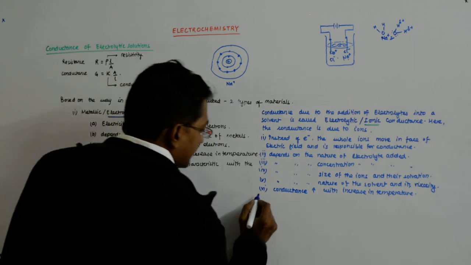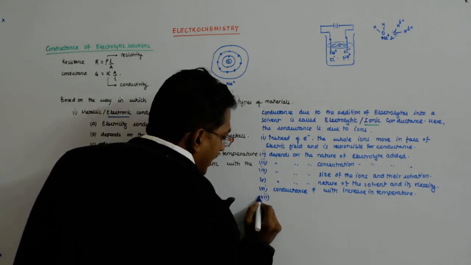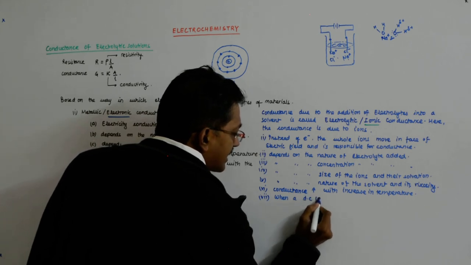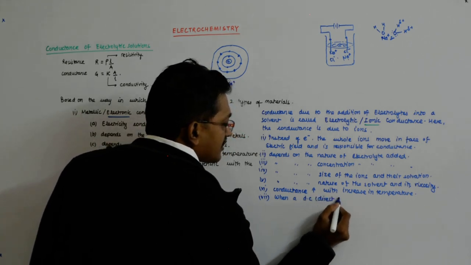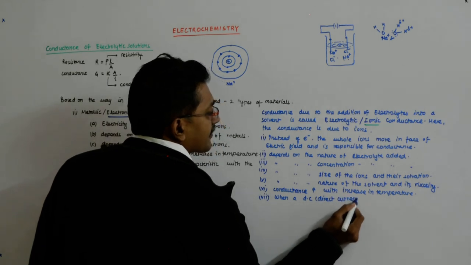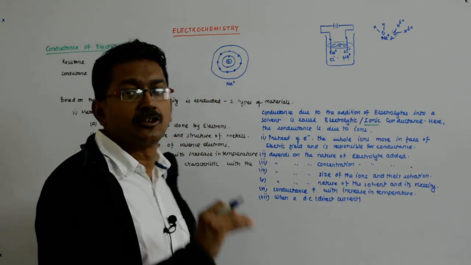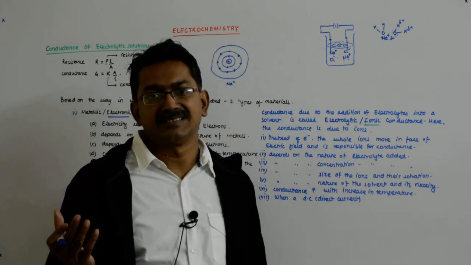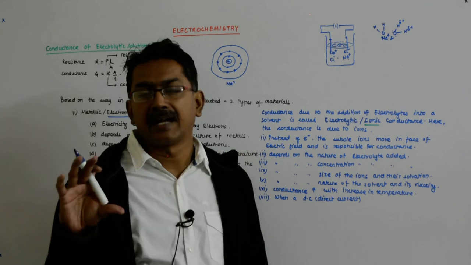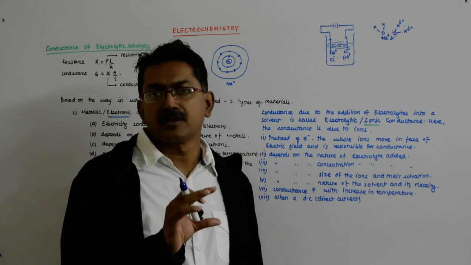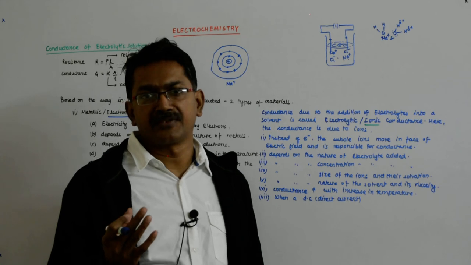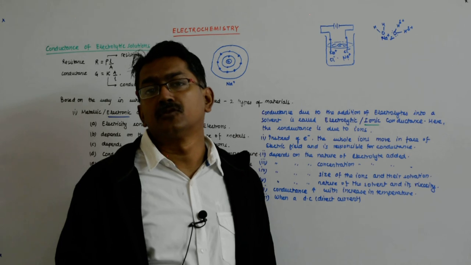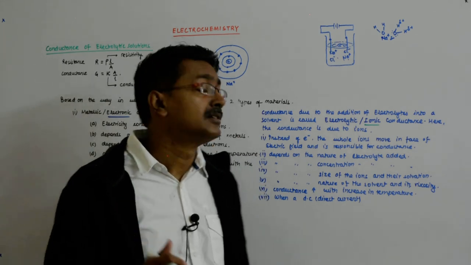And another thing is that when a DC, that is a direct current, is passed, what is the direct current? Direct current is a constant current. The current that you get from a battery, if you connect it across a resistance. It does not vary with time. Since the voltage remains considerably constant over a period of time, the current also remains constant. That is called a DC.